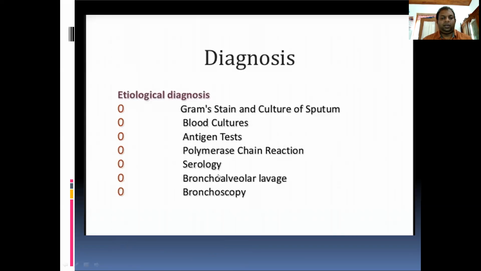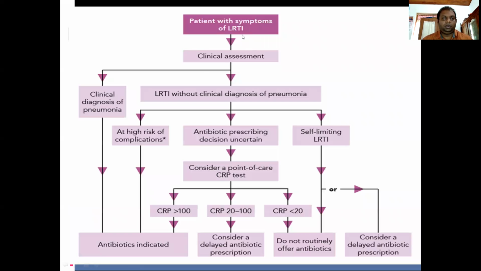So this is the way for the etiological diagnosis. We do gram stain and culture, blood cultures. I forgot that, blood cultures, which we often do because the patient comes with fever. Antigen testing, and depending on the case, later PCR, serology, bronchial lavage, bronchoscopy. So this is the algorithm, how we do it.